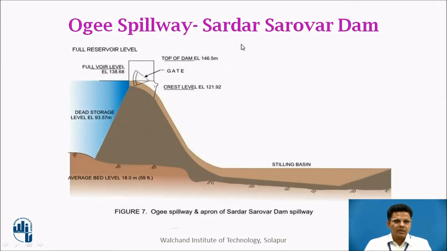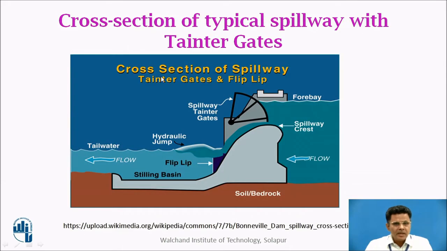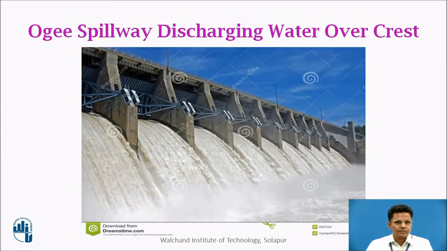So, this is a typical drawing of the Ogi spillway of Sardar Sarovar Dam. This is a typical spillway cross section with tainter gates and a flip. So, here there is a flip, water falling in this way. Every dam is different, every layout is different, that one should understand. When the tainter gates are lifted, the water glides over the Ogi spillway as shown here.